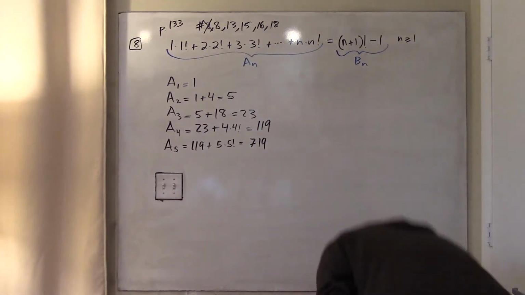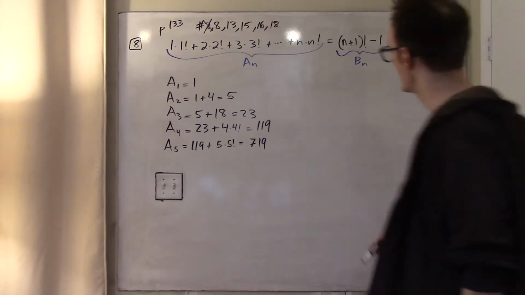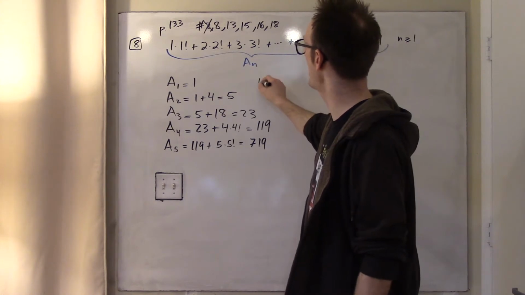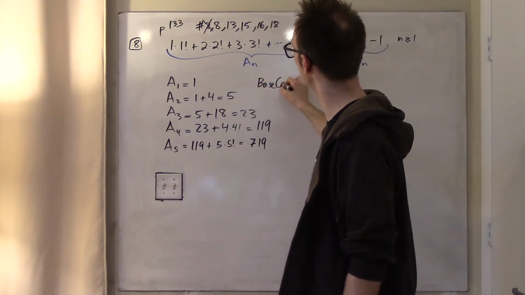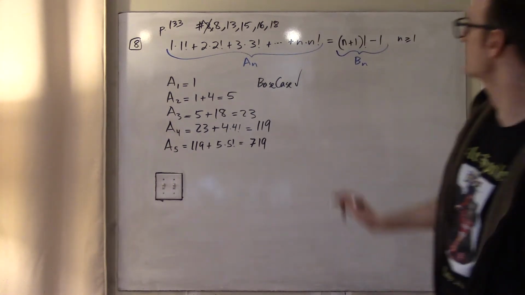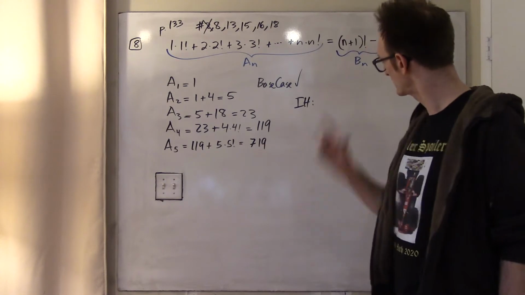Okay, so maybe now that you've found the pattern, the proof is actually kind of easy. I bet it is. I've already done the base case. I've already checked that it works for n equals 1. In fact, I've checked that it works for the first 5 numbers. So now I'll just make my inductive hypothesis. Let's do this super fast.